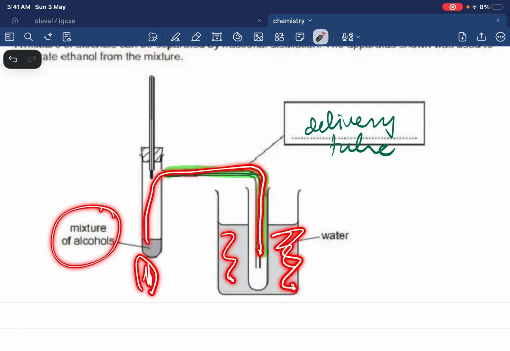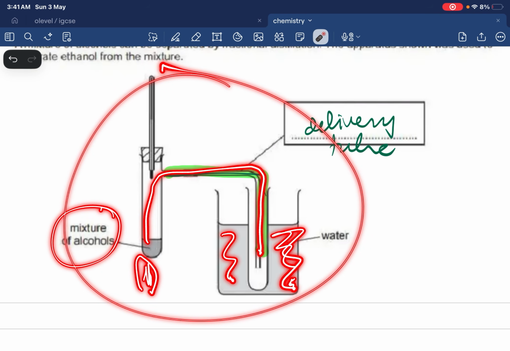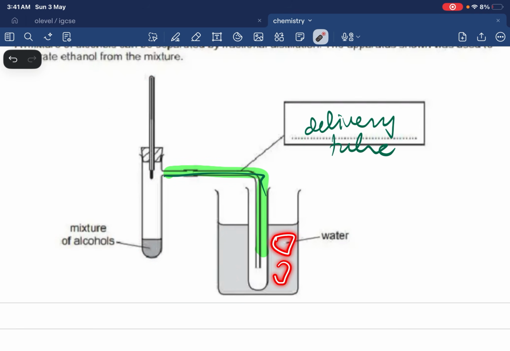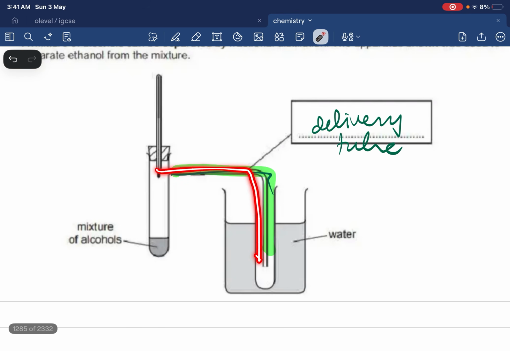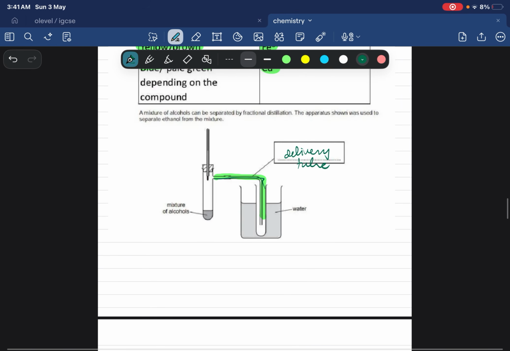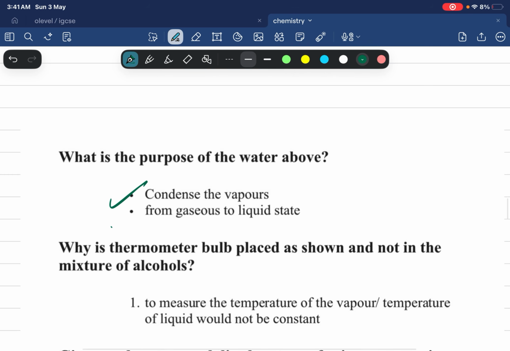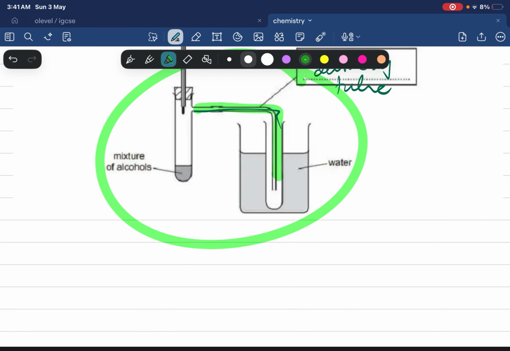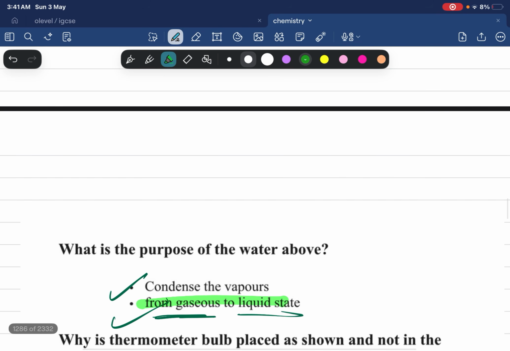You should be able to deduce things from the experiments. That's very important. The first question always in an ATP paper is going to ask you to deduce something from the experiment that's taking place. Your deduction skills should be very good. There can be ice over here as well, but right over here you have water to condense the vapors that are coming. Your deduction skills should be 100%. Condensed vapors form, gaseous to liquid state. Again, very important that by seeing an experiment you can conclude things on your own.